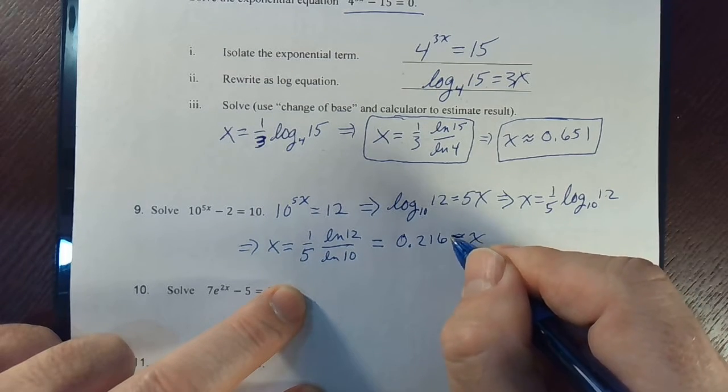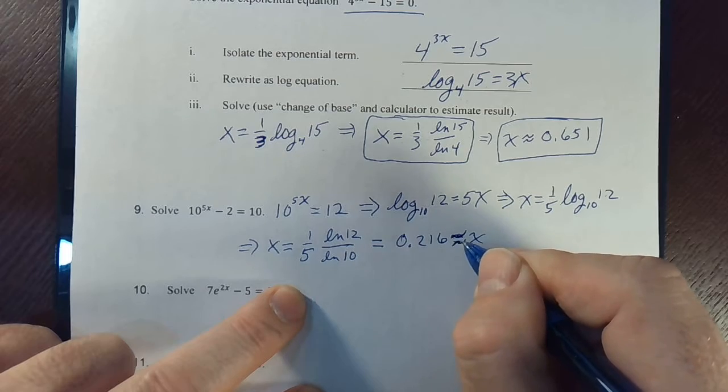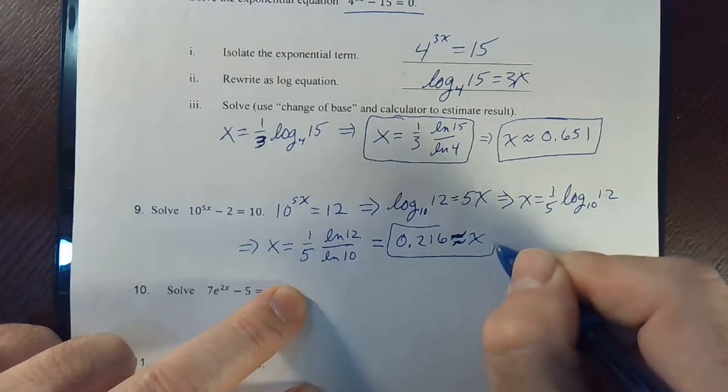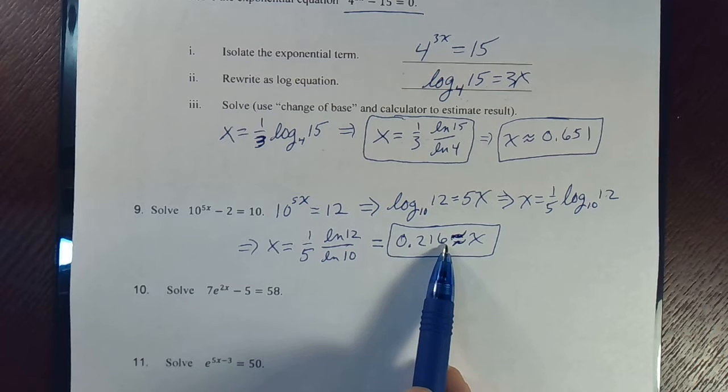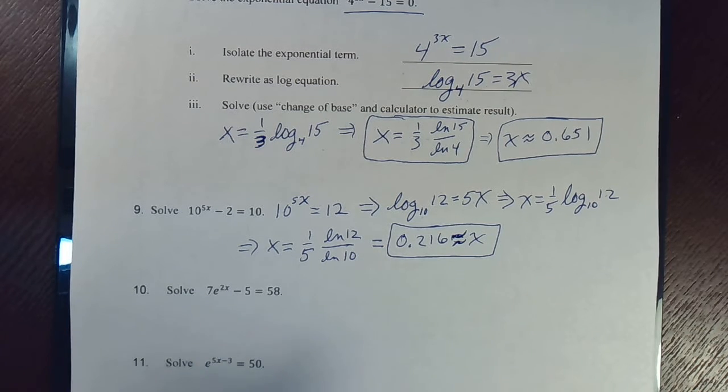And here I'm going to put squiggly brackets since I used the calculator to get an estimate. I had to round off digits. X is roughly equal to 0.216. That's accurate out to the 1,000th place, and I've rounded. All right, number 10.